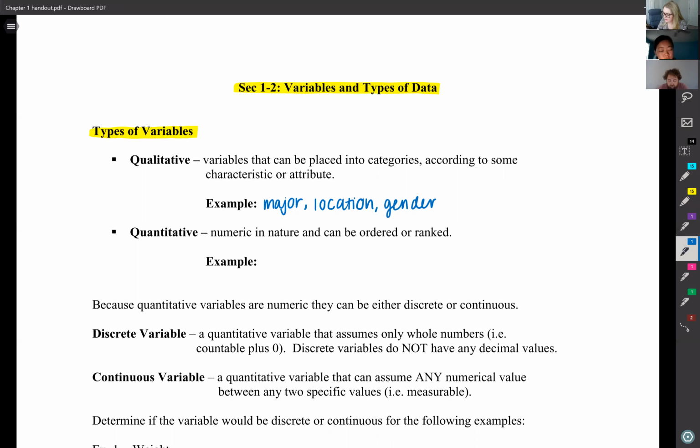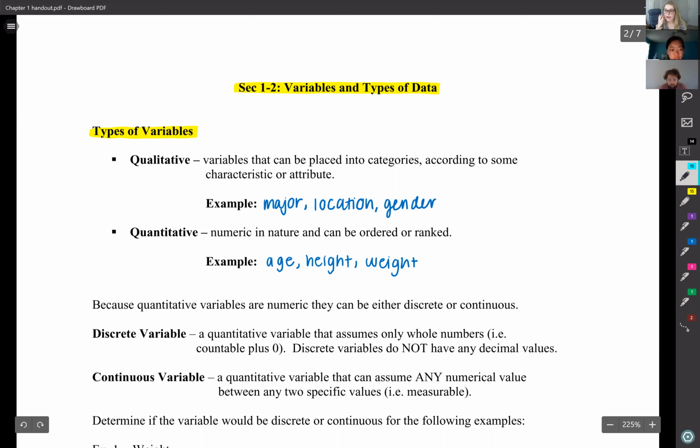So these would be things like age, height, and maybe weight or something. So I could definitely take and rank people based on their age and put that in an order, where qualitative you can't. So think quantitative is numeric and qualitative is more like categorical. Any questions on those two things?